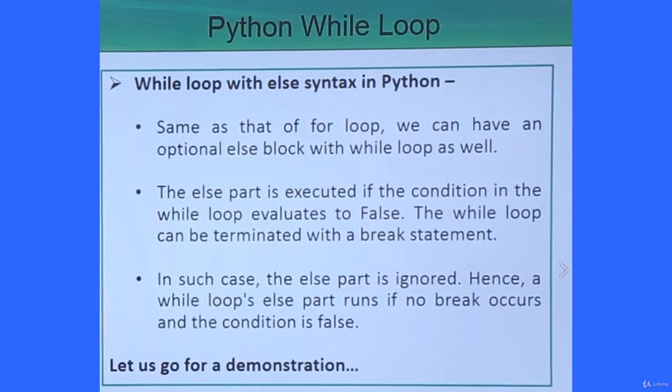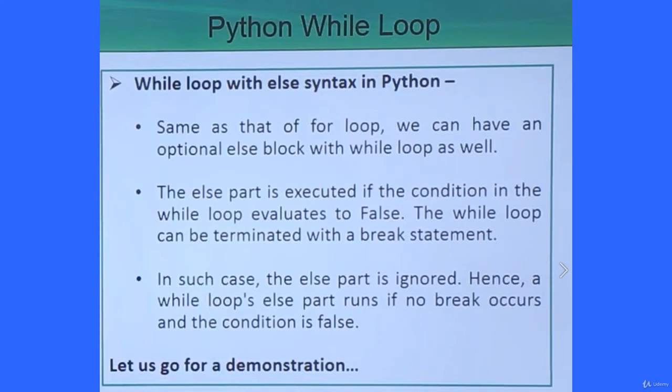The while loop can be terminated with the break statement. In such a case, the else part is ignored. If there is a break statement, then the else part will get ignored. Hence, a while loop's else part runs if no break occurs and the condition is false. So whenever there is no break statement and the condition is false, only then will the else part get control to execute its respective code written under the else block.